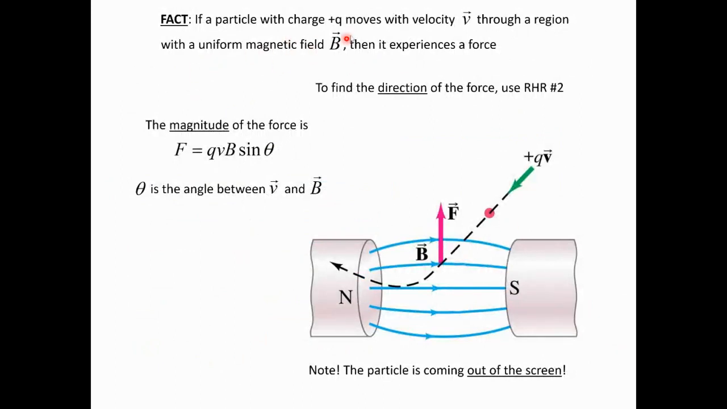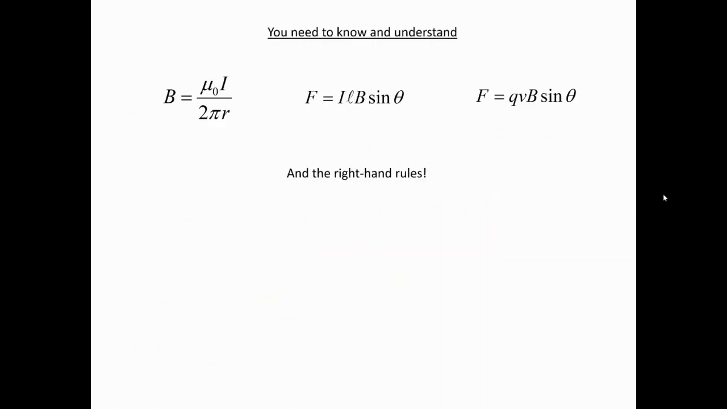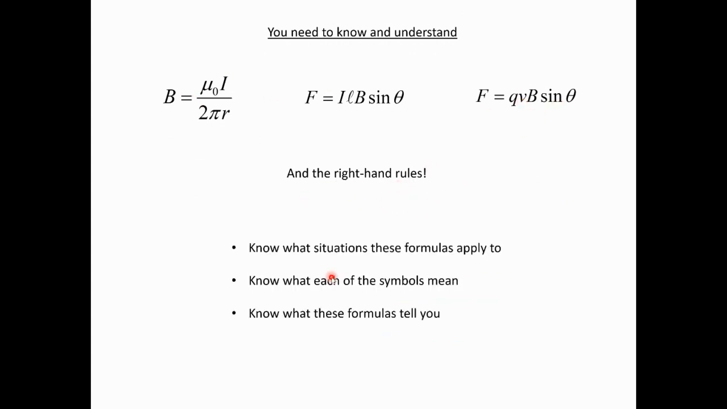And then the third one is a particle that moves with a certain velocity through a magnetic field. It's the same right-hand rule as what we just did previously, because a moving charge is a current. But the formula is written in terms of the speed of the particle in this case. So charge times V. Okay, so you should know these things. You should know these 3 equations. You should know the right-hand rules, and you should know what situations these are applied to, what each of the symbols mean, and what the formulas tell you, which is what was on those previous 3 slides. So just a quick summary of that slide you can refer to later.